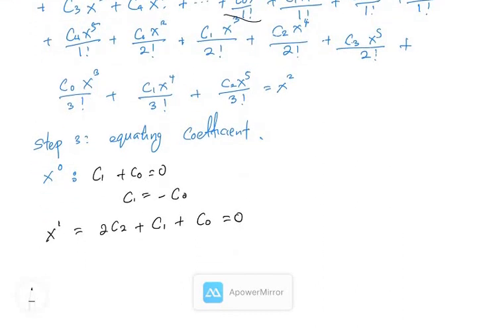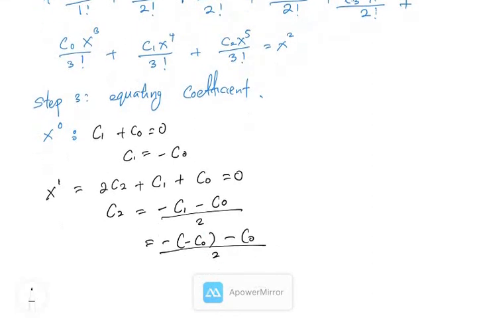Okay, so you'll get c2 here. So c2 equal to negative c1. You bring the c1 to the right, and then minus with c0 divided by 2. So c1, you get negative c0, minus c0 divided by 2. So plus c0 minus c0, you get 0. Okay.